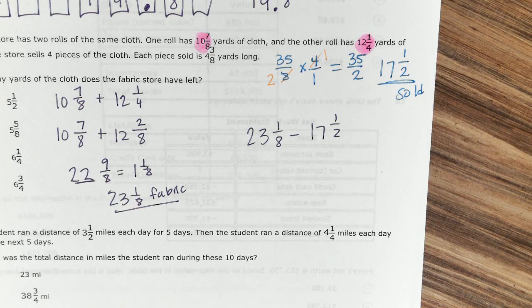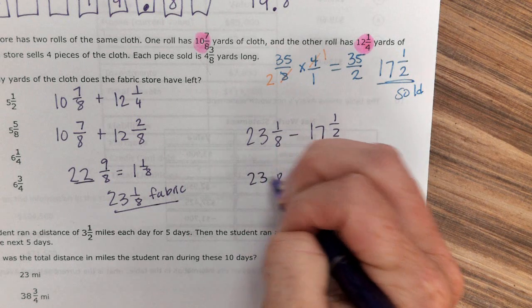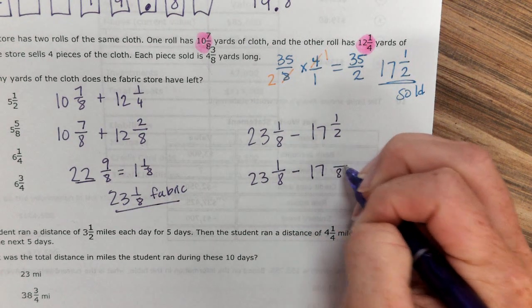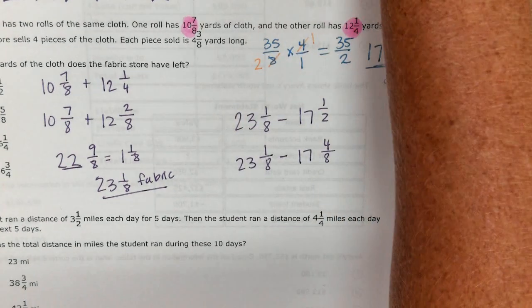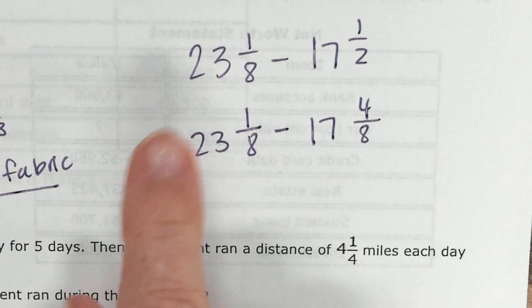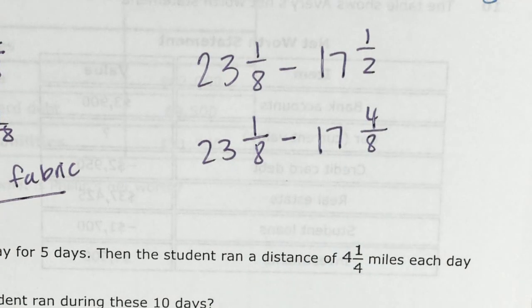Do I need a common denominator? Yes. It's going to be 8. So this is going to stay. 2 times 4 is 8. 1 times 4 is 4. Do I need to borrow? Yes. Why? Can I do 1 minus 4? It'd be no. It'd be a negative. We're not doing that with fractions, okay?